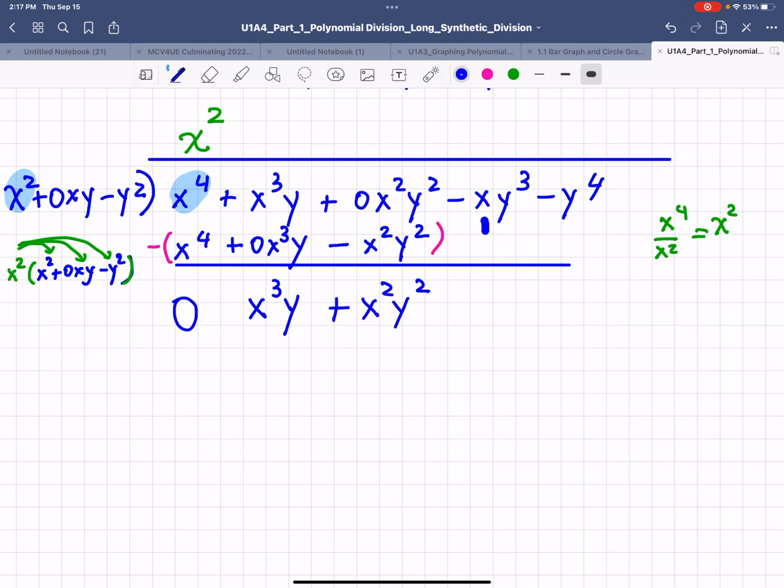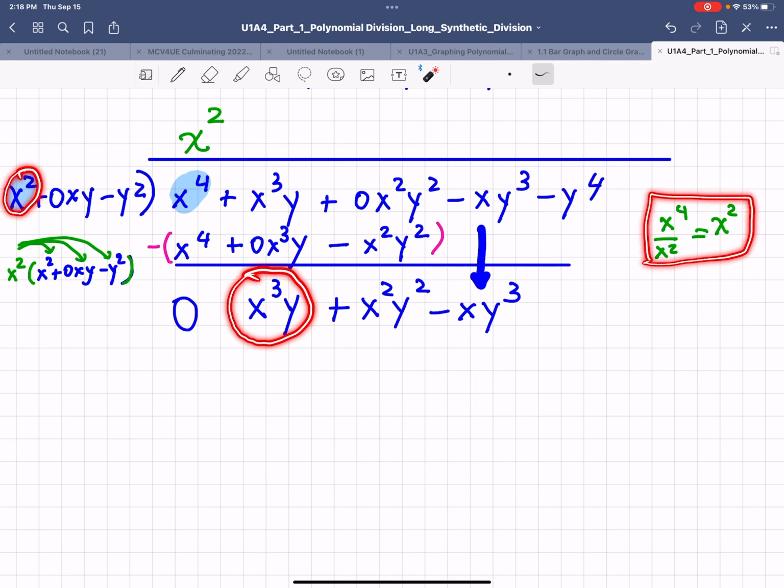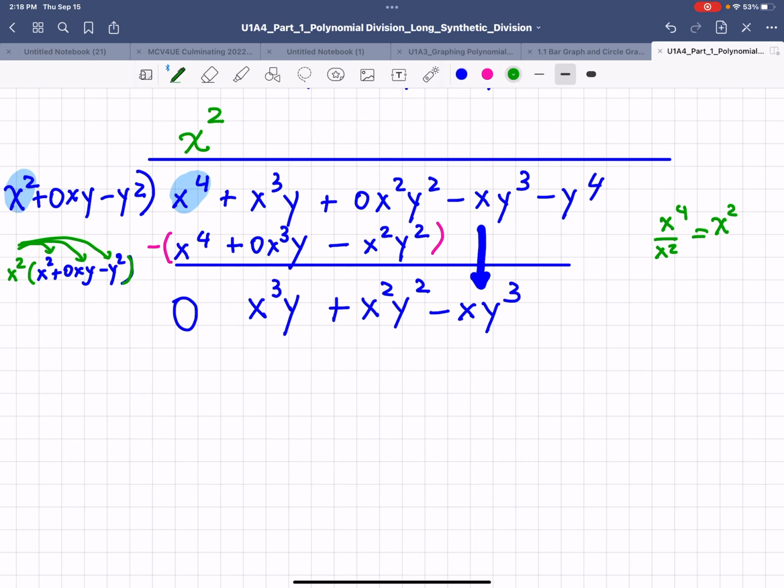Next, we bring down xy cubed. So that's a negative xy cubed. And again, the same idea applies. So we are trying to now see how many times x squared goes into x cubed y. The way we do it is always the same. So we take the x cubed y, divide by x squared. So x cubed y over x squared equals xy. So we're going to say that x squared goes into x cubed y, xy times.